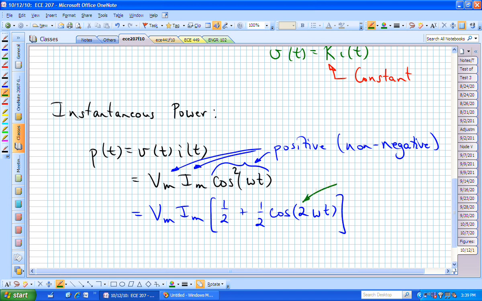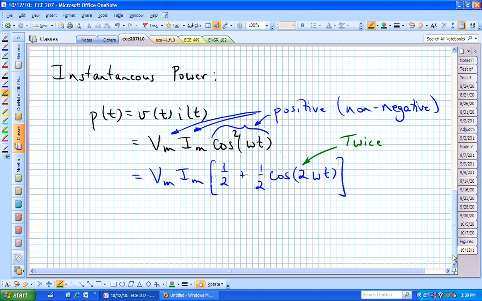Meaning now the power is a function of time. It's not constant, but time varying, and the time varying piece is varying at twice the frequency of the voltage or the current. The voltage and the current were both at the same frequency omega. The power is oscillating. It's a function of cosine with an amplitude of 1/2, and we have a DC offset of 1/2. But the time varying piece is varying at twice the frequency of the voltage and the current.